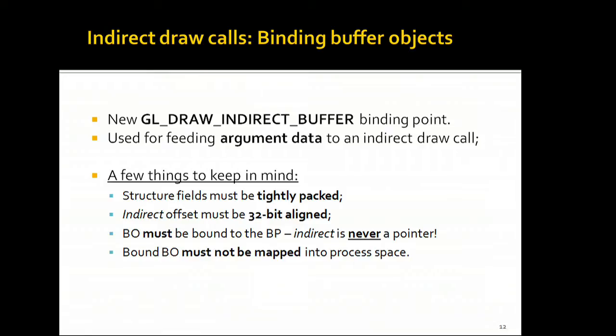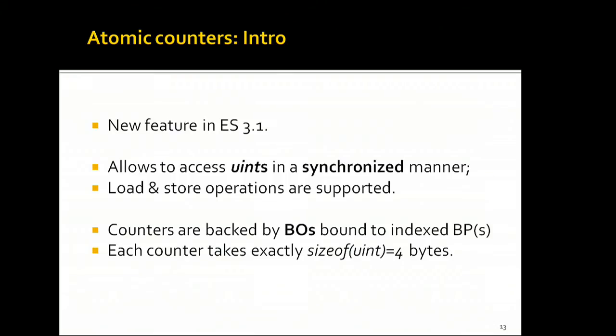And then last but not least, I hope this makes sense: the bound buffer object must not be mapped into process space, because obviously you cannot say, well, I'd like to keep the buffer object mapped, and I will just modify the nth argument, and then can my indirect draw call work? No, it won't. Okay, before we proceed with atomic counters, any questions?